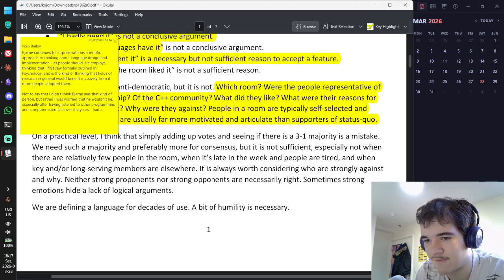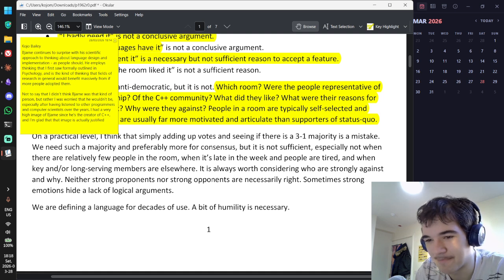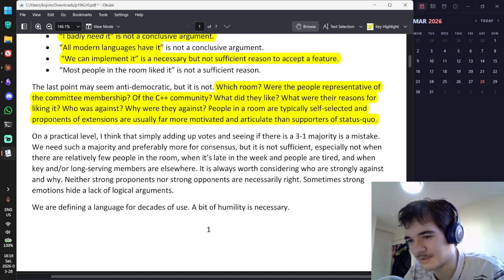I had a very high image of Bjarne since he's the creator of C++, and I'm glad that that image is actually justified from what I've seen so far. Although obviously I must remain skeptical, as always.